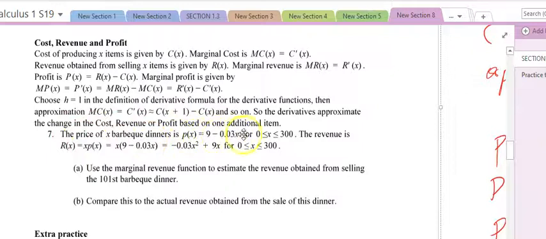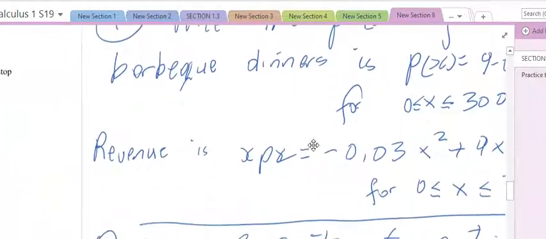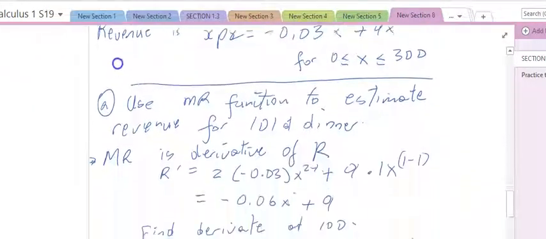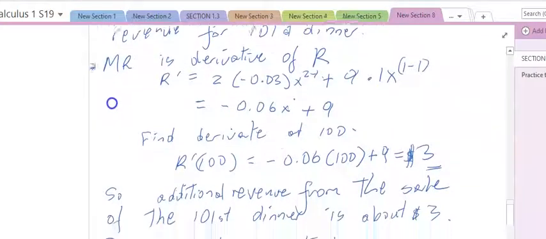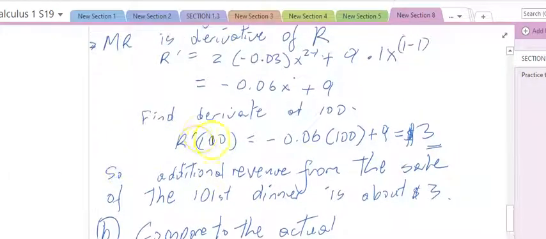The price of x barbecue dinners is 9 minus 0.03x, and the revenue is x times p of x, and that will be negative 0.03x squared plus 9x. And now we're going to quickly run through an example. Really, we want to find out if we have 100 dinners, what's the revenue from the 101st dinner? And so just applying that through, we use a marginal revenue function to approximate the 101st dinner and we get an answer of 3.